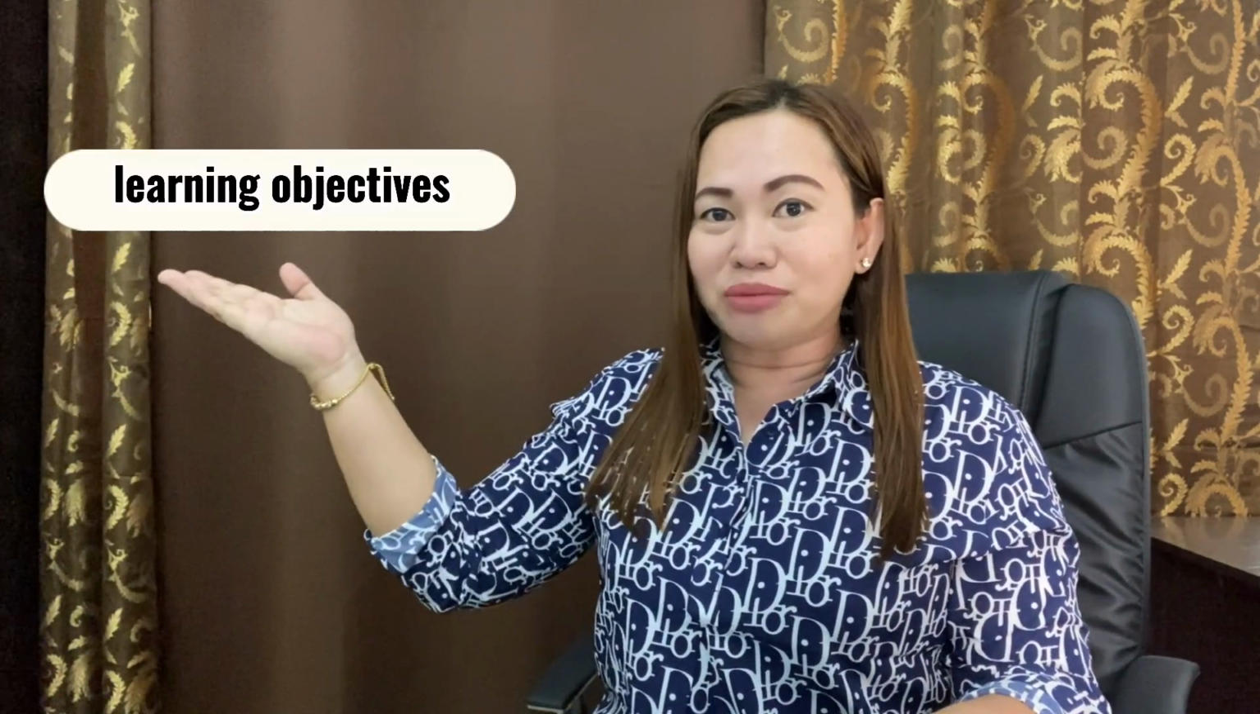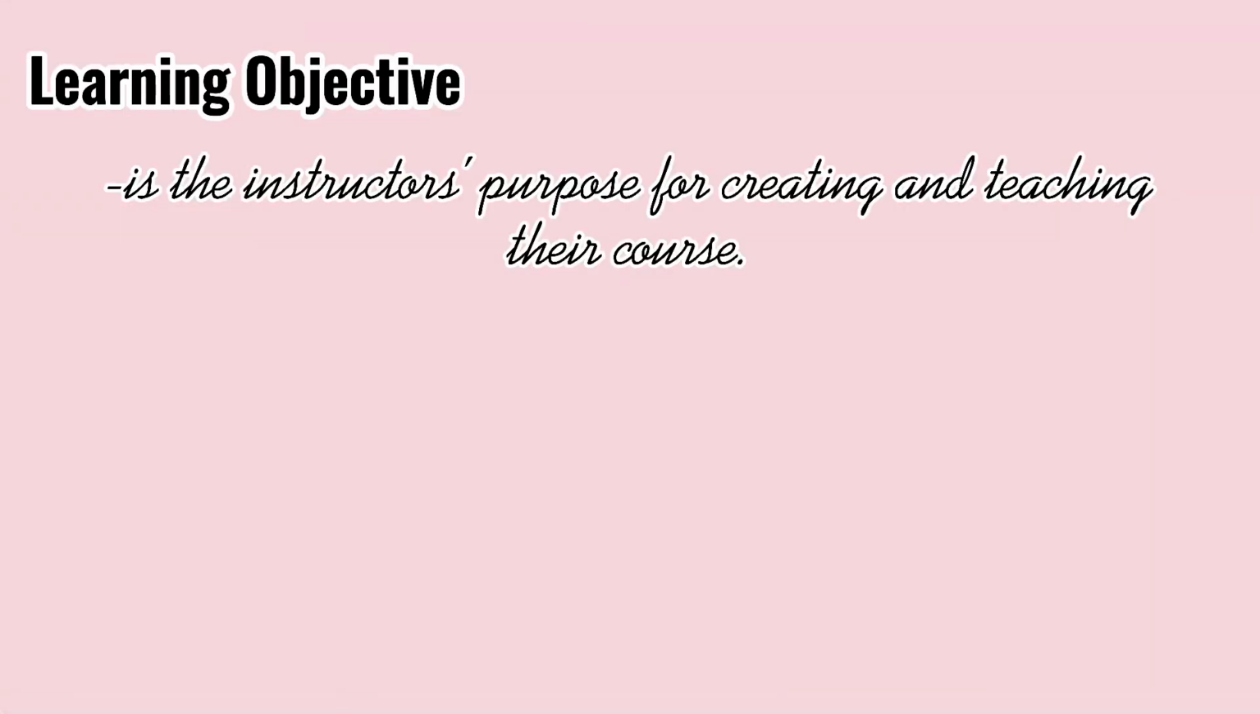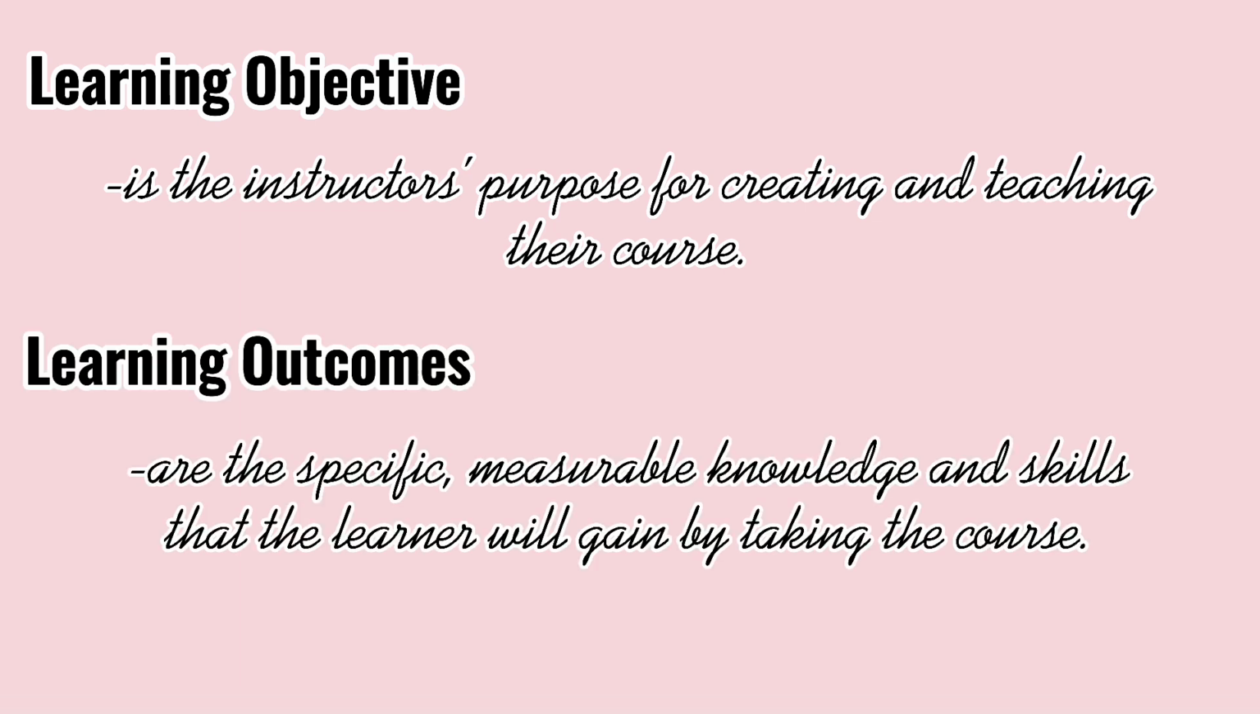In my video lecture on how to develop course outcomes and intended learning outcomes, I explained the differences between learning objectives and learning outcomes. But if you missed that video, then let me give you a simple definition. A learning objective is the instructor's purpose for creating and teaching their course. In contrast, learning outcomes are the specific, measurable knowledge and skills that the learner will gain by taking the course. To illustrate their differences further, let us take these examples.